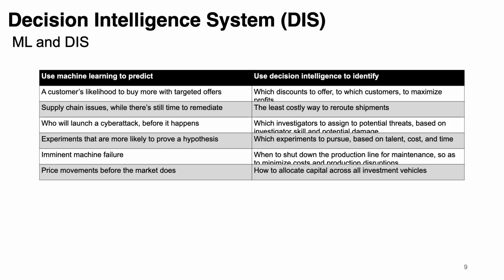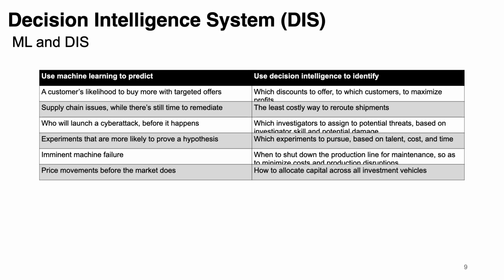It is common to confuse machine learning with decision intelligence, but they serve two very different yet complementary roles. Machine learning is predictive. It uses historical data to tell you what is likely to happen. For example, ML can predict a customer's likelihood to buy or the probability of a machine failure. Decision intelligence, however, is prescriptive.